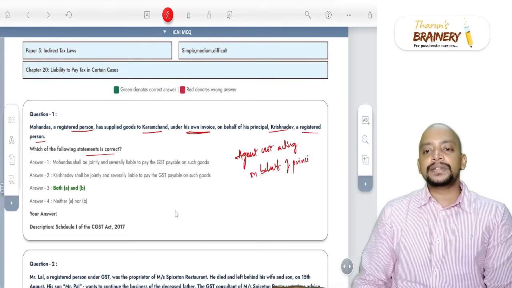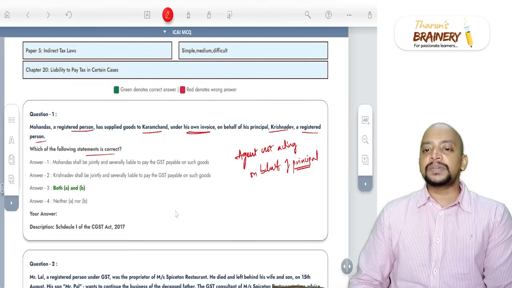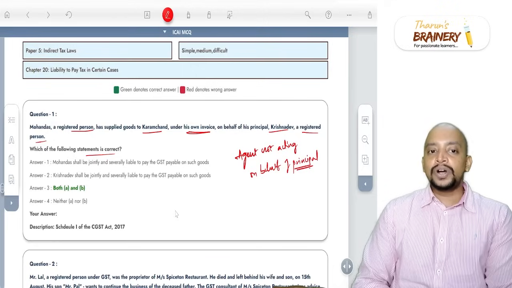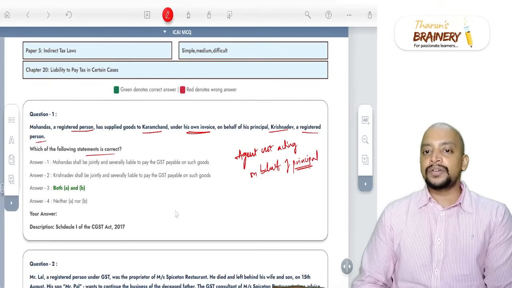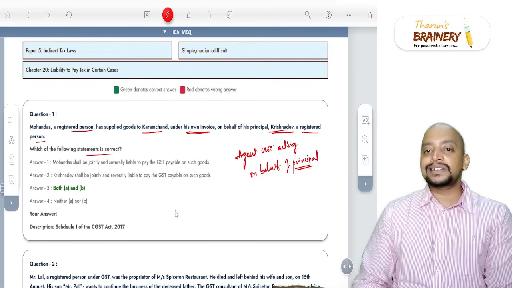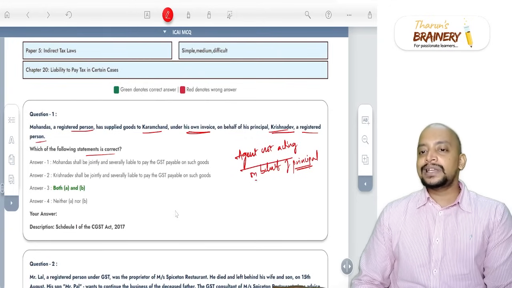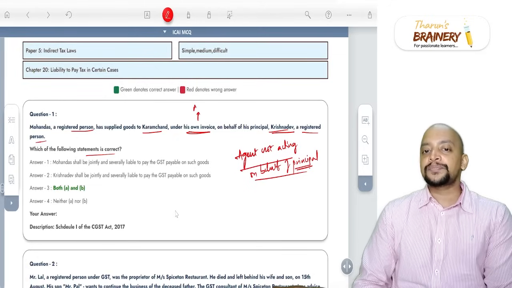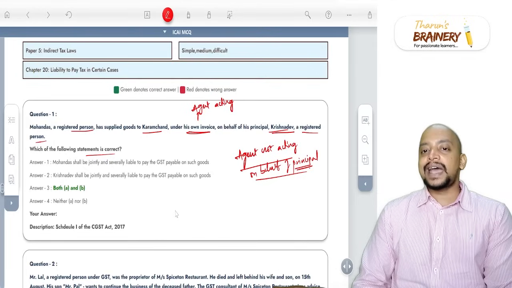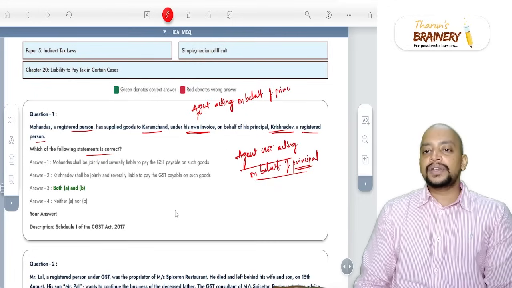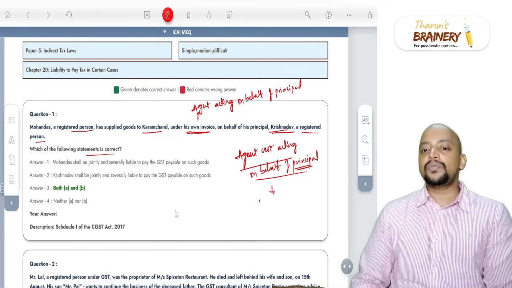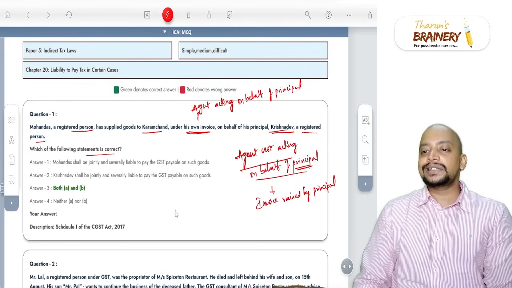who is raising the invoice? Invoice is raised by the principal. But here who raised the invoice? Mohandas supplied goods to Karamchand under his own invoice on behalf of the principal Krishnadev. Under his own invoice means here the invoice is raised by the agent. Agent acting on behalf of principal. So if the agent is not acting on behalf of principal, the invoice is raised by the principal. But here the invoice is raised by the agent in his name.